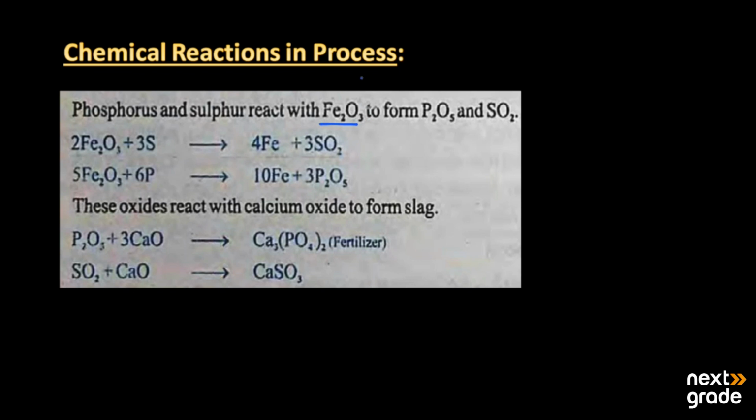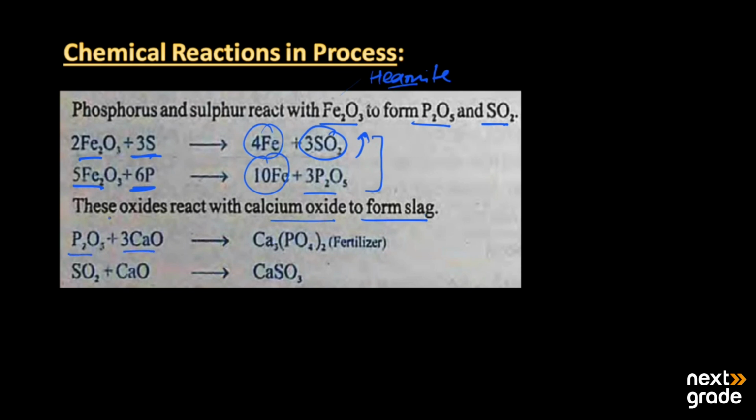At the end, the phosphorus and the sulfur present in it react with the iron oxide, which is hematite, an ore of iron. They form phosphorus pentoxide and sulfur dioxide respectively. Iron oxide reacts with sulfur, producing sulfur dioxide as a gas, and reacting with phosphorus produces phosphorus pentoxide, and here we gain the iron. Now these oxides formed in this process react with the calcium oxide, which is quick lime, and again form slag as impurities.